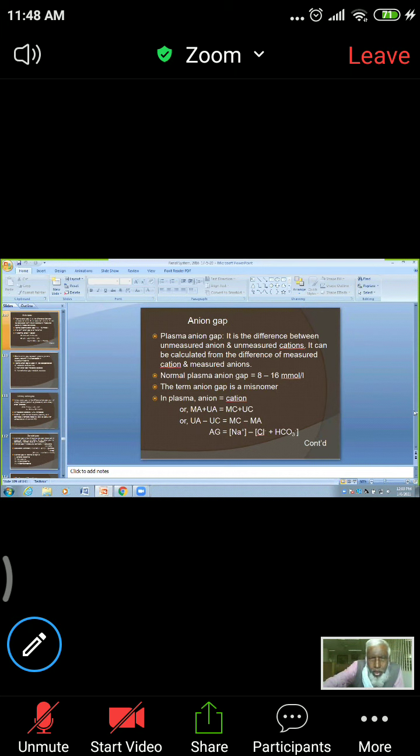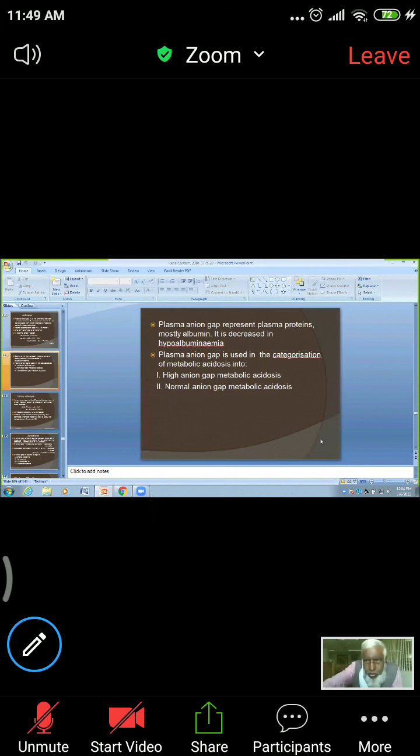The plasma anion gap is the difference between unmeasured anions and unmeasured cations. The normal plasma anion gap is 8 to 16 millimole per liter. The significance of anion gap is that it is used for categorization of metabolic acidosis.